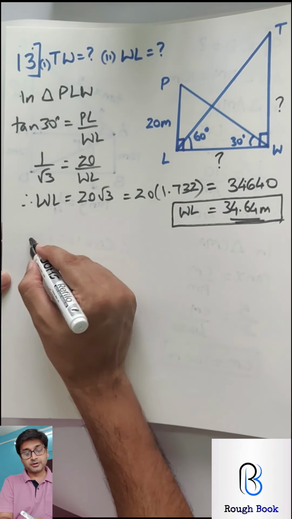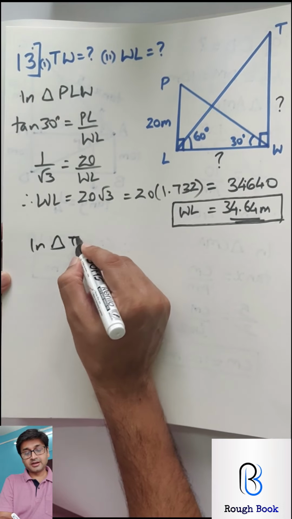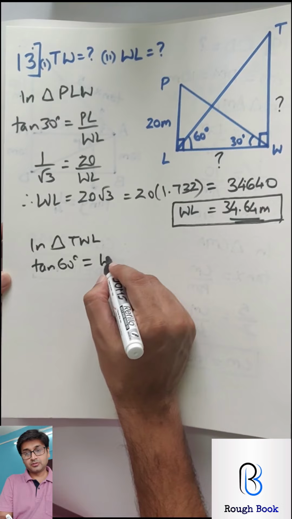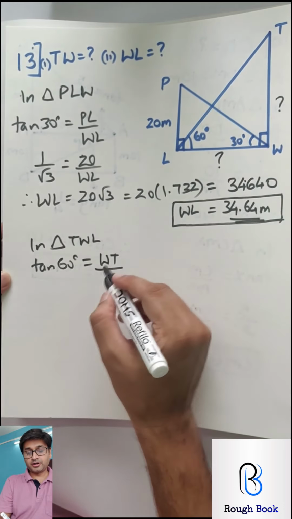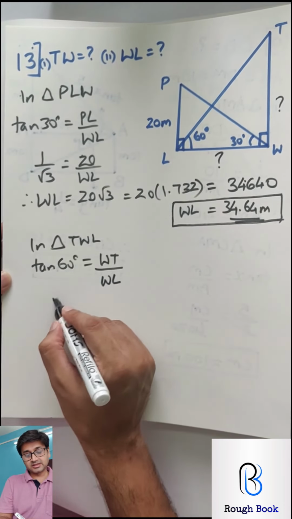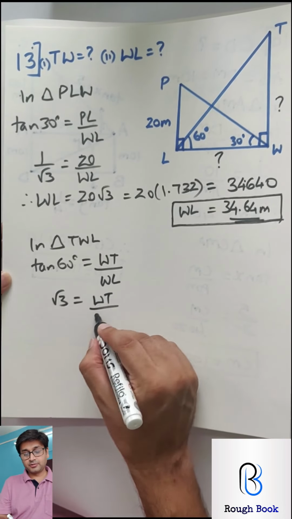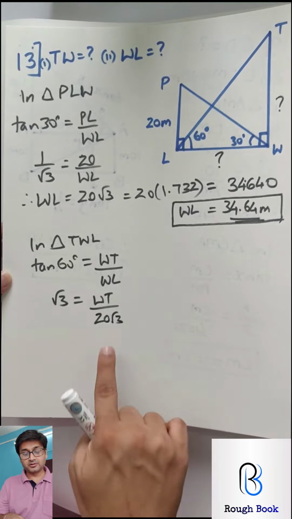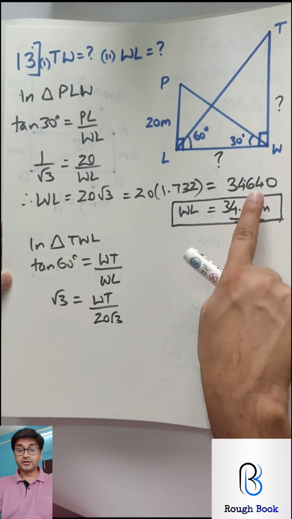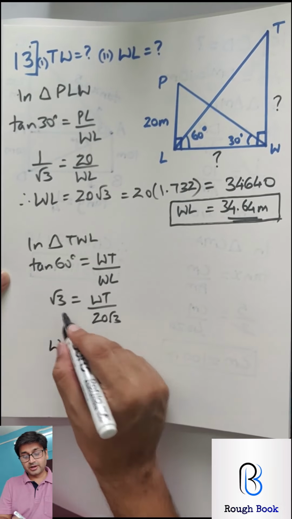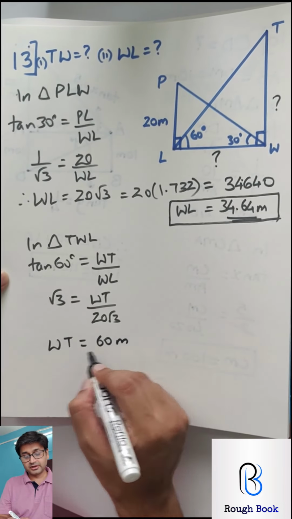Your life will become simpler. So now in triangle TWL, I will say tan 60 is equal to WT upon WL. So tan 60 is root 3, WT we don't know, and WL is 20 root 3. See, you multiply, root 3 times root 3 becomes 3. Had you taken the other way, you would have to multiply and you would have gone mad. So WT is 20 into 3, 60 meters.